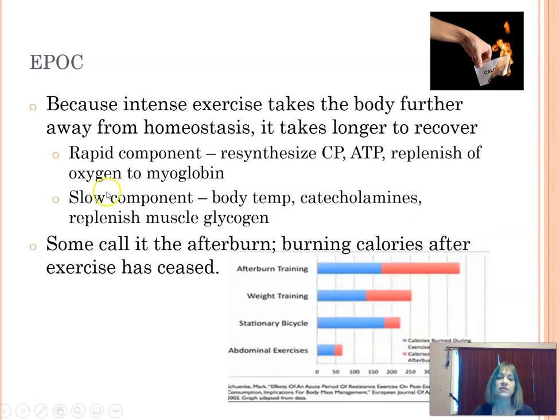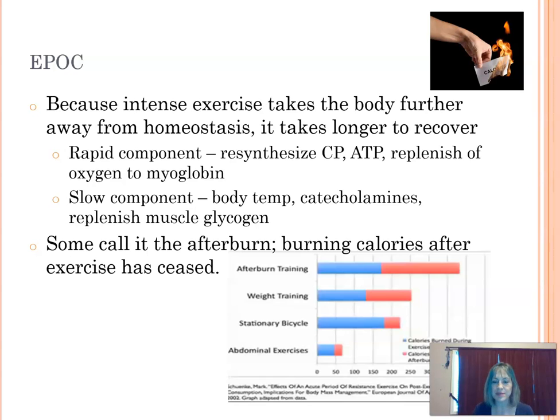So during epoch, these are some of the things that are happening in our body, right? At first, our body is resynthesizing some of these metabolites, and it's replenishing. The slow component, we're doing things like returning our body temperature to normal, getting our hormones back to normal, replenishing muscle glycogen. Hopefully we're eating, right? So we can give our body the fuel to do that.